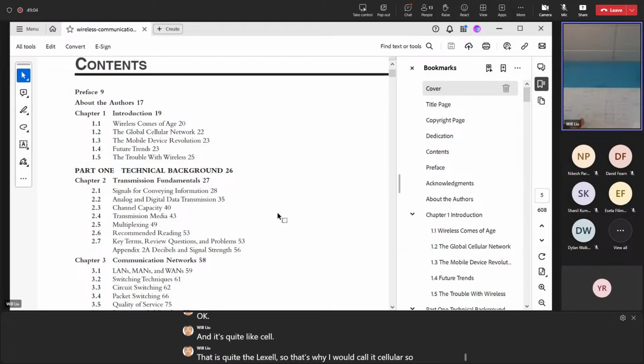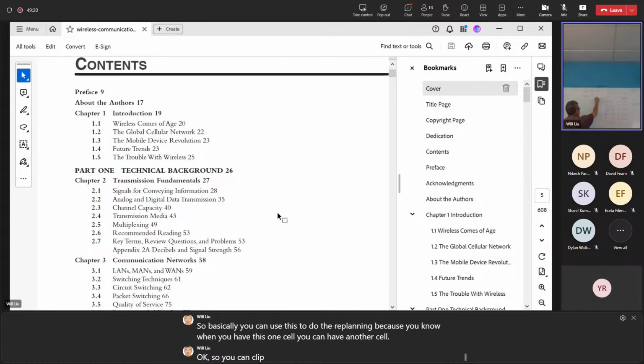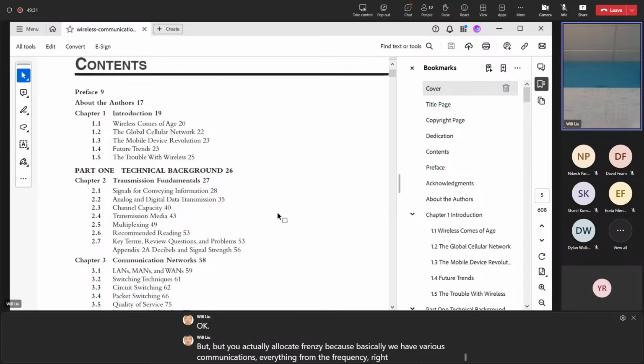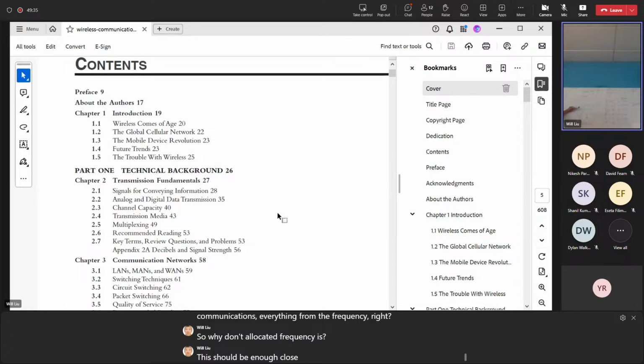So basically, this is a little bit like a honeycomb, but it's not exactly that. You can use this to do replanning, because when you have one cell, you can have another cell, so you can keep building cells. But when you allocate frequencies, because all communications rely on frequency, the allocated frequencies should not be too close.